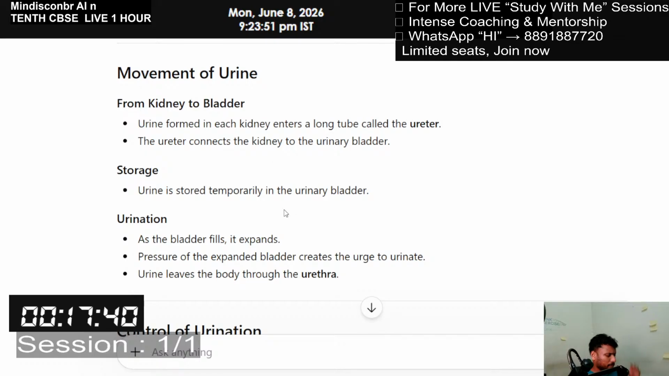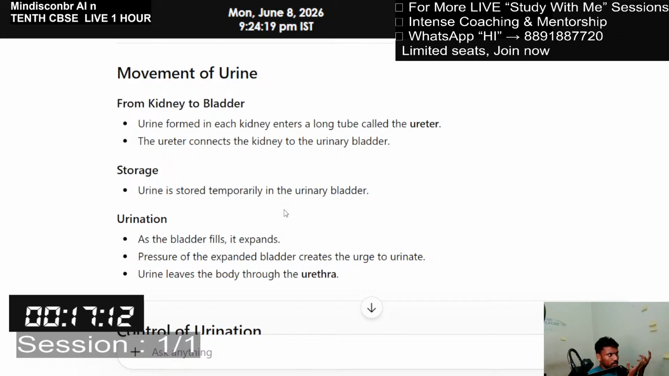So what happens? Blood contains certain harmful substances that need to be eliminated. So when the blood reaches the kidneys, those substances are eliminated. What happens? The kidney separates those materials into urine.